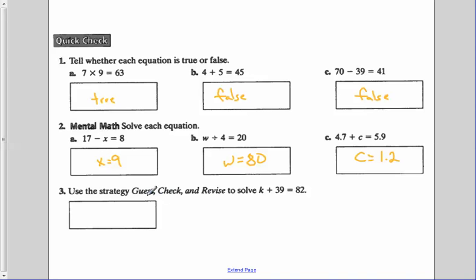And then using the strategy of guess and check and revise to solve for k plus 39 equals 82. Well, I'm going to take my 82 and I'm going to subtract 39 from it. And I have to borrow, so that's a 7, that's 12. 12 minus 9 is 3, and 7 minus 3 is 4. So we know that k is going to equal 43. Most of the time it's going to be much easier to just work it out, not trying to go back and forth mentally with some of these other numbers. But that is the end of 3.4.